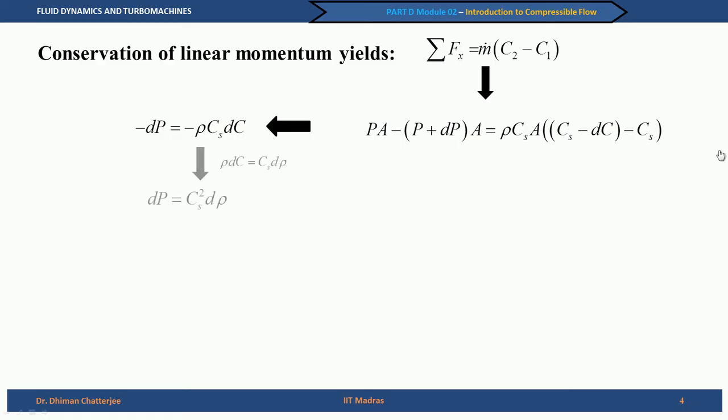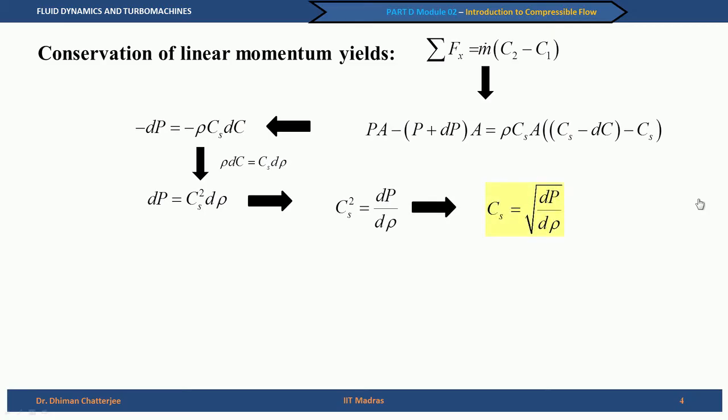So, we get minus d P is equal to minus rho C s multiplied by d c, and we already know that rho d c is equal to C s d rho. So, let us substitute rho d c as C s d rho, then we will get that d P is equal to C s square d rho, and hence we can write that C s square, the speed of sound square, is equal to d P by d rho, or we write in the usual way that C s is under root d P by d rho.